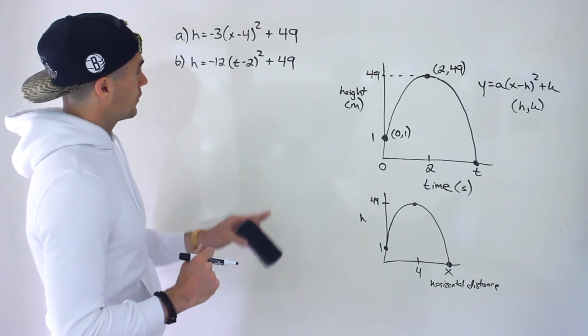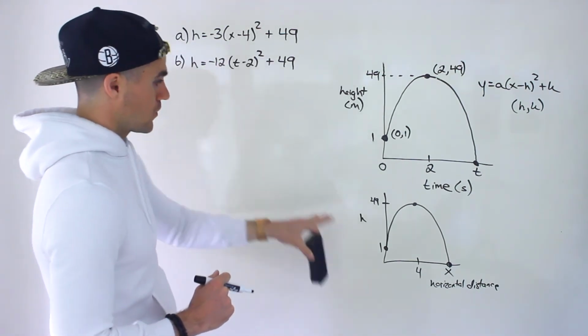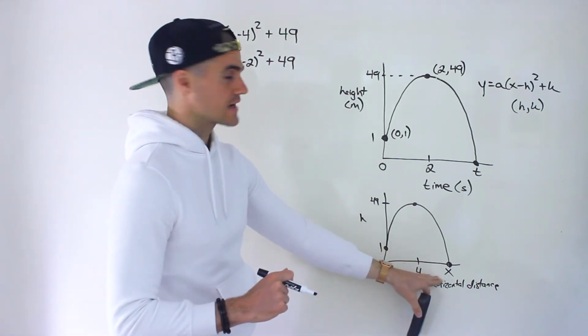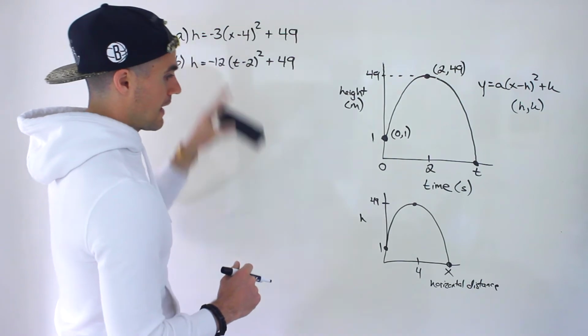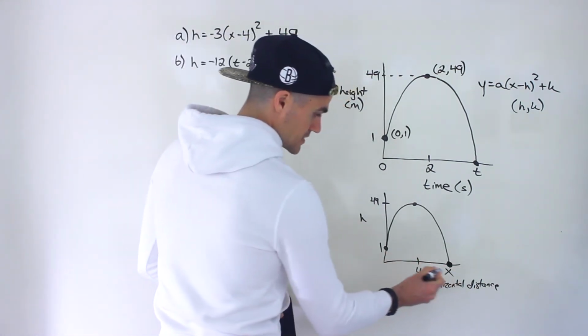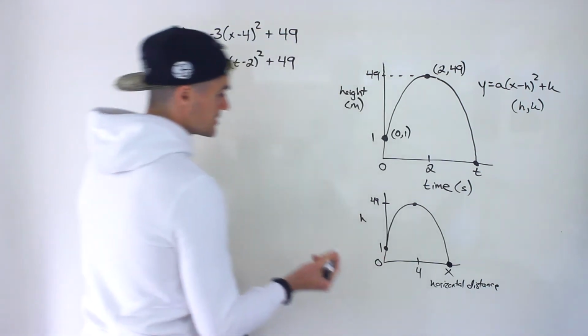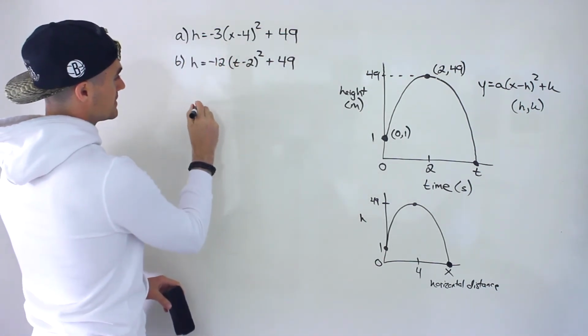So let's go in order here of the equations of part A and B. So we're first going to start with this graph, solving for this x value, and we're going to be using this equation from part A. Now, how do we solve for this x? Well, notice, what's the height going to be at this point? Well, the height is just going to be 0.